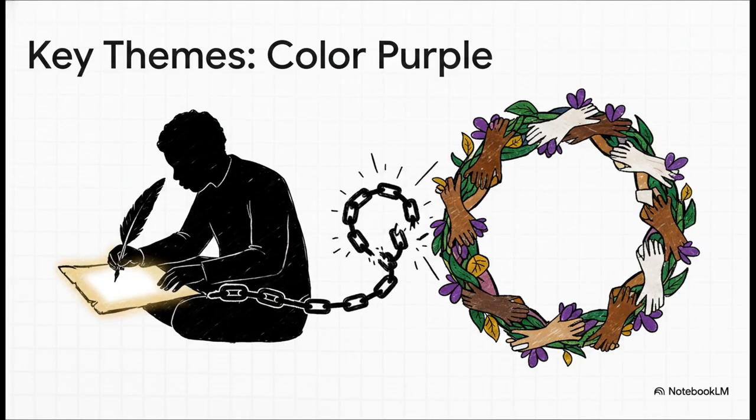Celie writes letters to God and later to her sister, navigating a world where she is doubly segregated due to her race and gender. It's a brilliant, powerful reclamation of voice against extreme physical and psychological abuse, ultimately leading to a beautiful transformation rooted in self-realization and community. It proves without a doubt that fiction can be an act of profound survival.